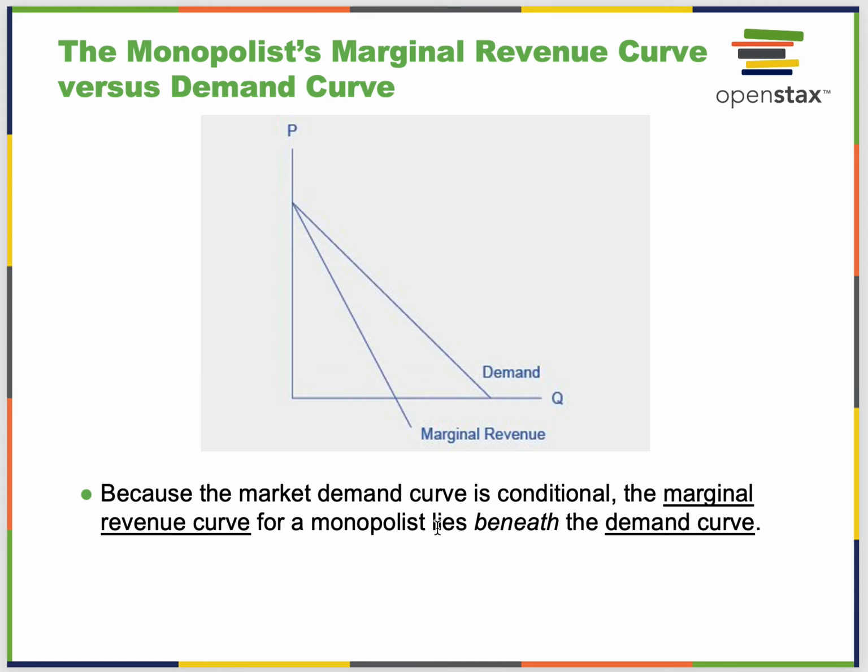Now, because the market demand curve is downward sloping, the marginal revenue curve for a monopolist lies beneath the demand curve. When it's linear, the revenue curve will tend to be a parabola. When revenue is a parabola, your marginal revenue curve becomes a straight line with a steeper slope than the demand curve. And it goes negative at some point. And probably this point here where it's 0 is the unit elasticity.